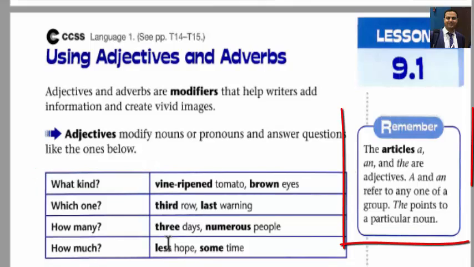Remember, the articles a, an, and the are considered adjectives because a and an tell you about the number. They refer to any one of a group. And the points to a particular noun, a specific noun.